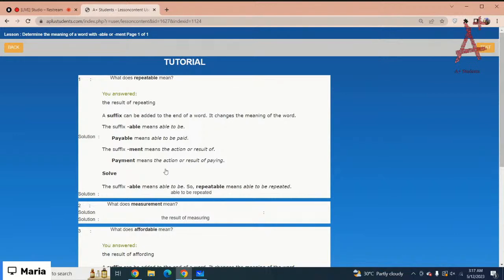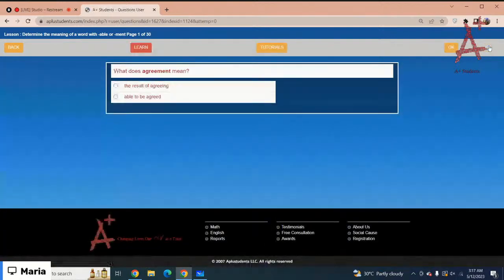Able means able to be, and meant means result of. Got it? Let's just start with the test questions. What does agreement mean? Agreement means the result of agreeing. Got it? Agreement means the result of agreeing.